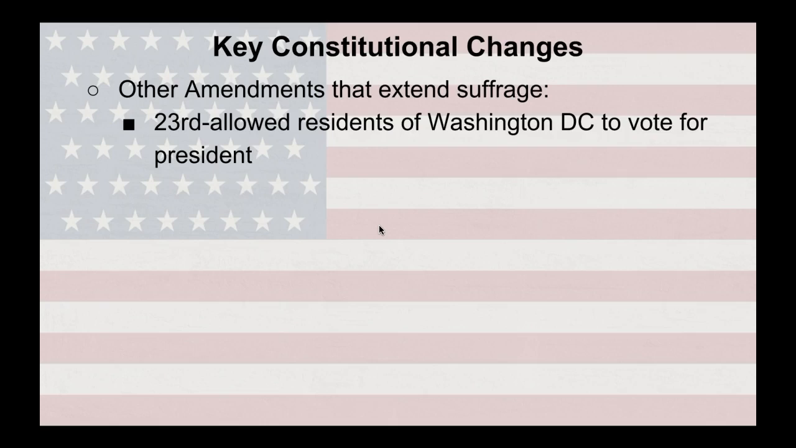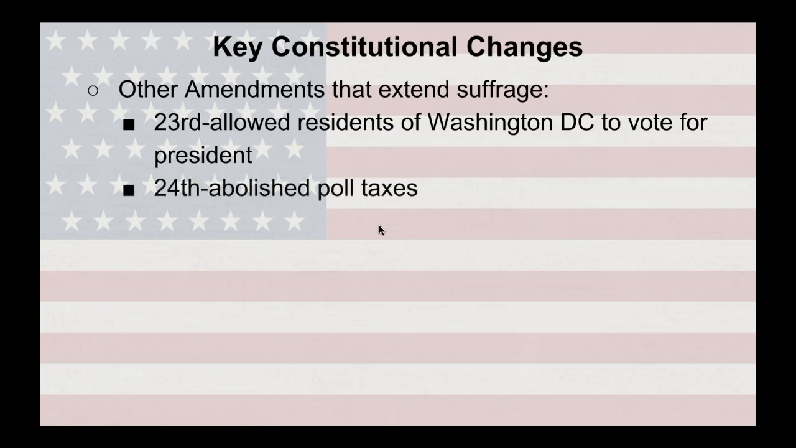to vote for president. As you probably know, Washington, D.C. is not a state, it's a district. And so prior to the passage of the 23rd Amendment, which took place in 1961, these individuals who lived within the district weren't allowed to vote for president. And so it extends more democracy to these American citizens who couldn't actually participate in that process.